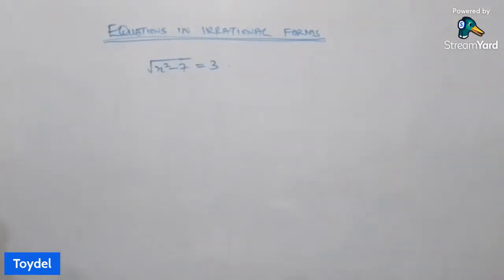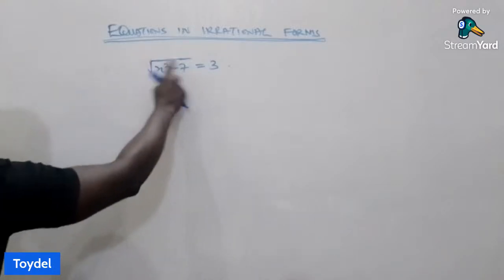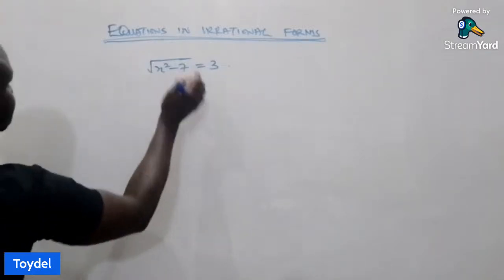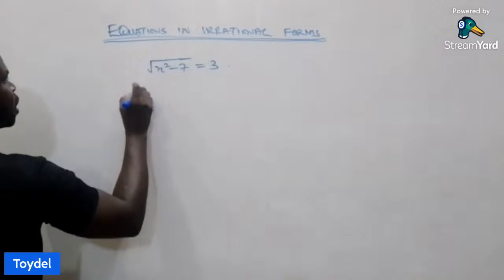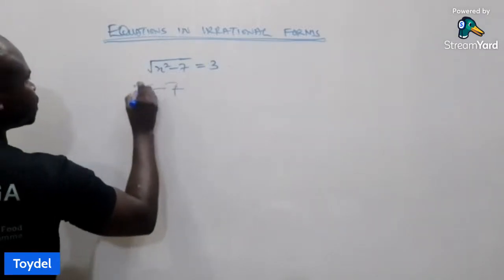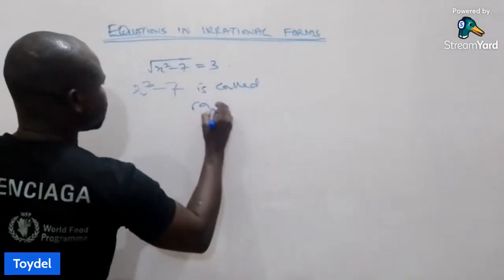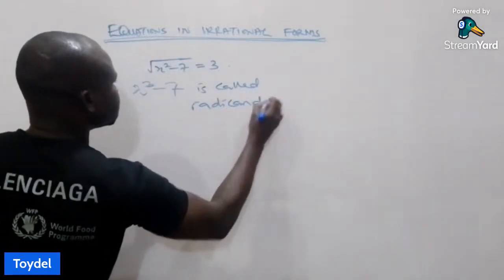So this type of equation is called an equation in irrational form. The expression s squared minus 7, which is under this square root, as we have it on the board, is called the radicand. Okay?